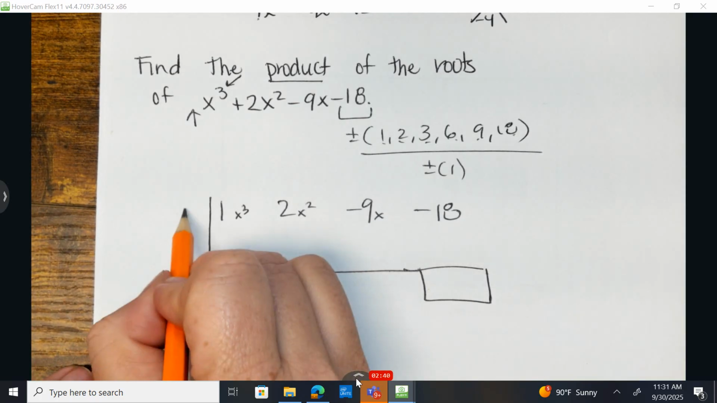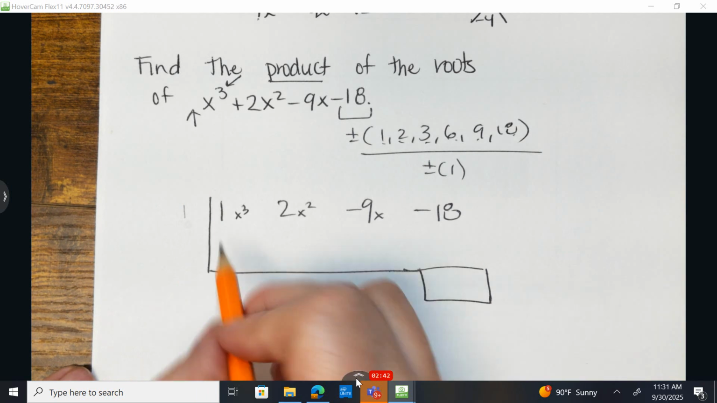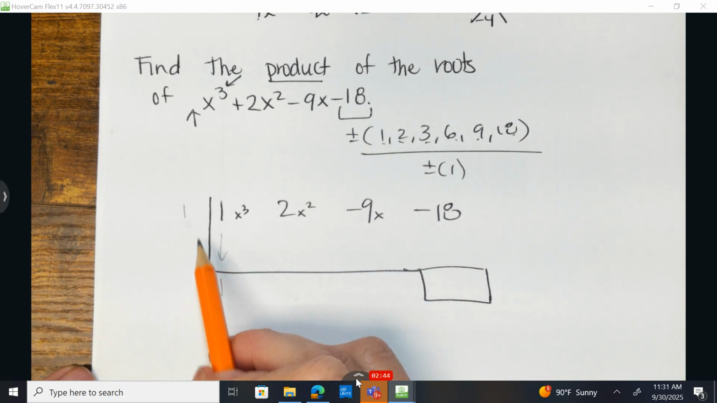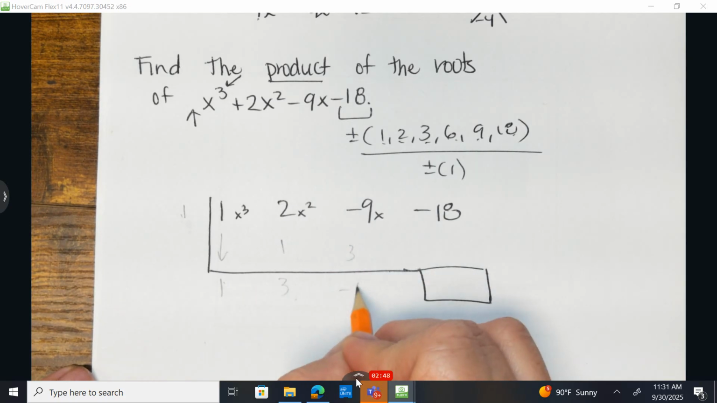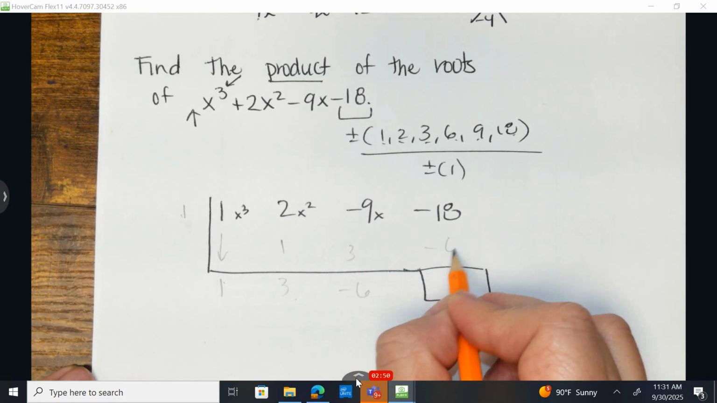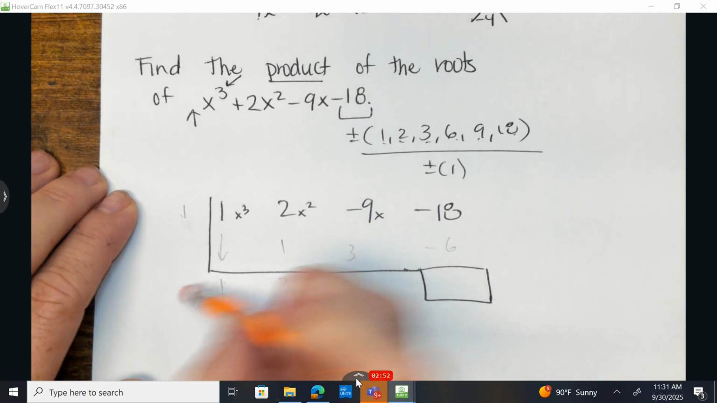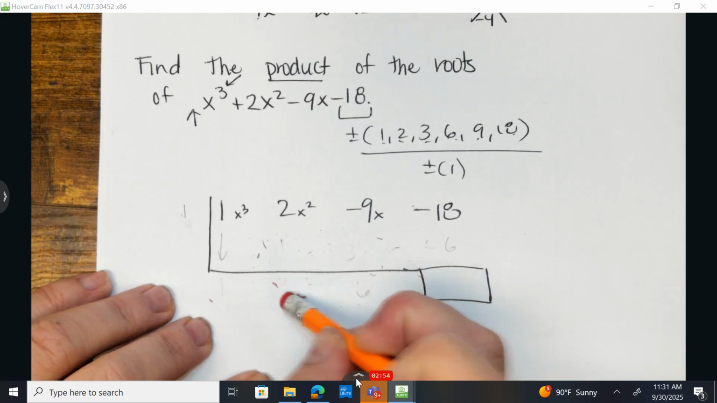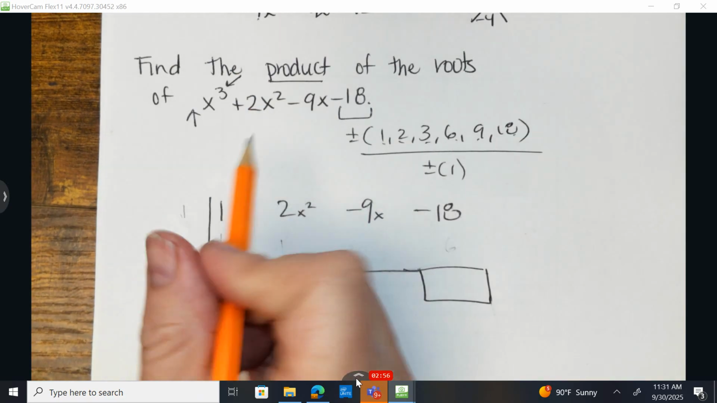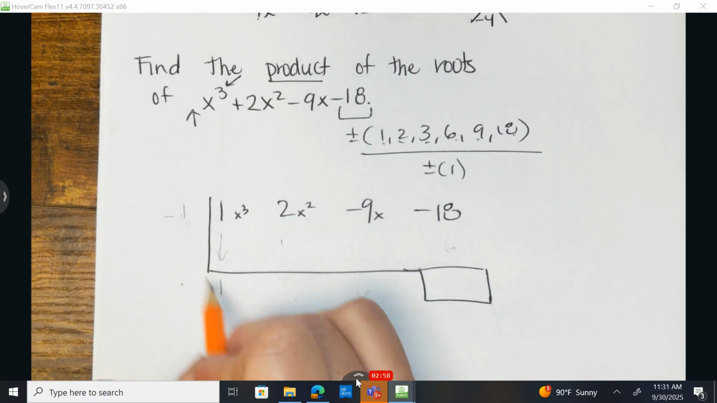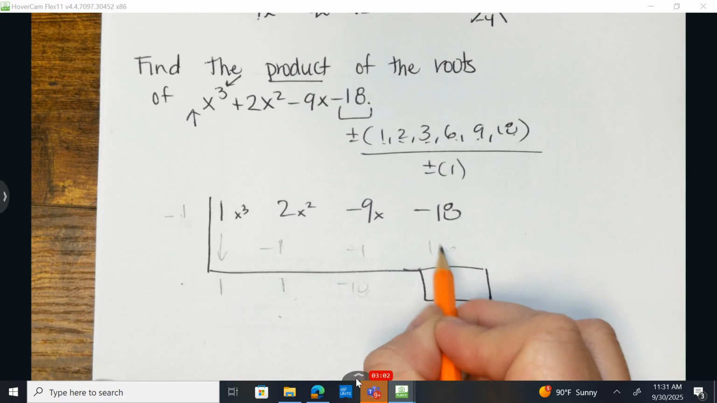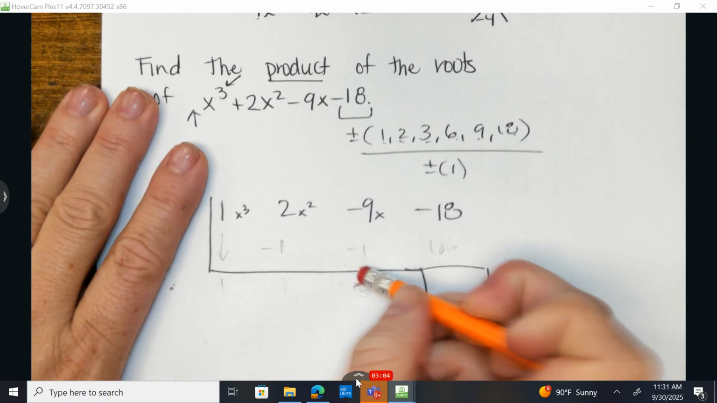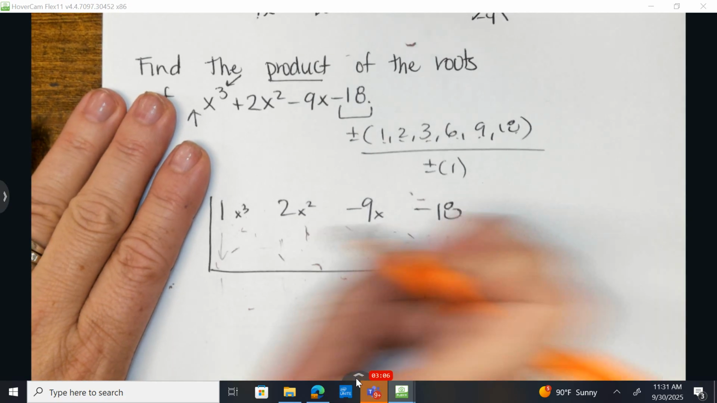I'm going to start by testing 1, then -1, 2, -2, and so on. Drop down, and then use the MAMA method. Multiply and add, multiply and add, multiply. It's not equaling 0. I'm now going to go back and test with a -1. After I drop down, it's multiply and add, multiply and add, multiply and add. -1 is not working.